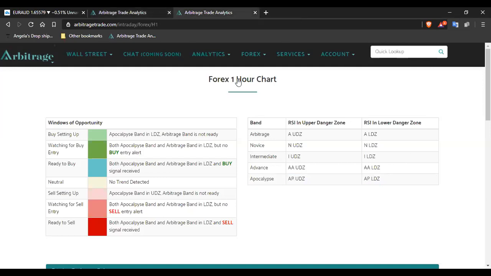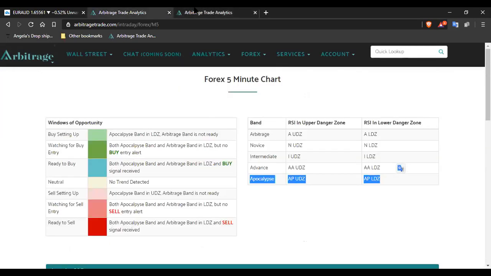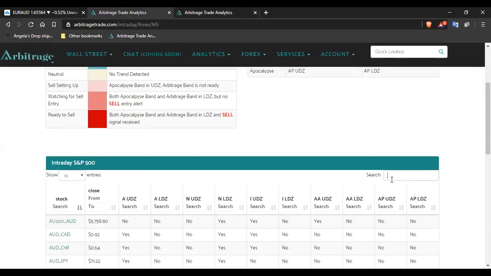And when I go to the Forex 1 hour chart, I'm looking not at the apocalypse but at the arbitrage line on the 1 hour chart, whether it's at the upper danger zone or the lower danger zone. That's what I use to filter out the good and bad trades, so I don't have to waste my time looking at all different types of charts. Regardless, I still look at the pairs that I trade on a normal basis, but this makes things a little easier for me.